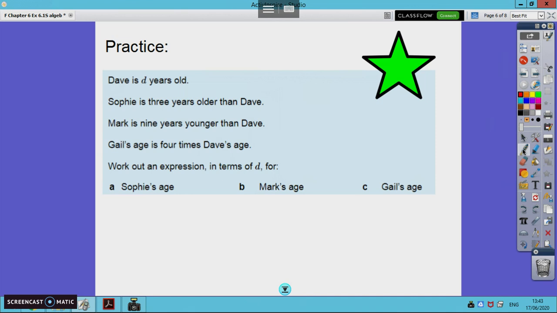Okay, so Sophie's age. Sophie is 3 years older than Dave, so that's 3 years more than Dave, isn't it? So if Dave is D years old, Sophie is going to be D plus 3 years old. Mark is 9 years younger, so that means he's 9 years less than Dave, so that's going to be D minus 9. And then lastly, Gail's age. Gail is 4 times Dave's age. So that would be 4 times D, which we know as just 4D.